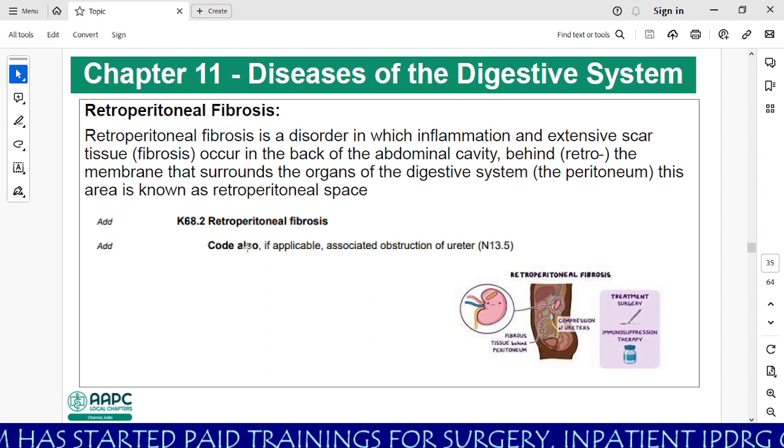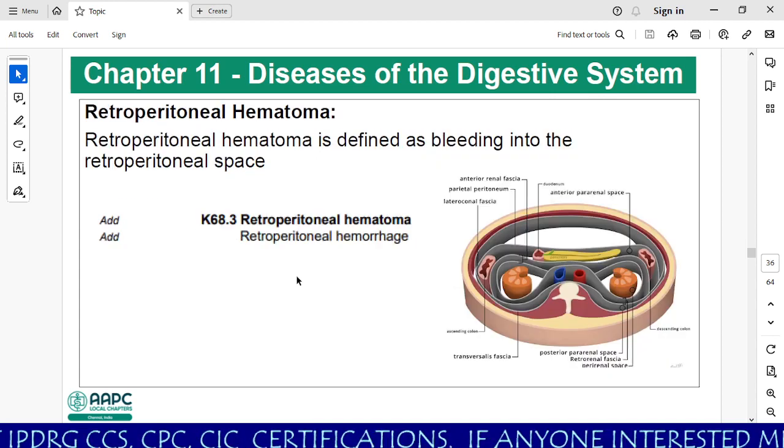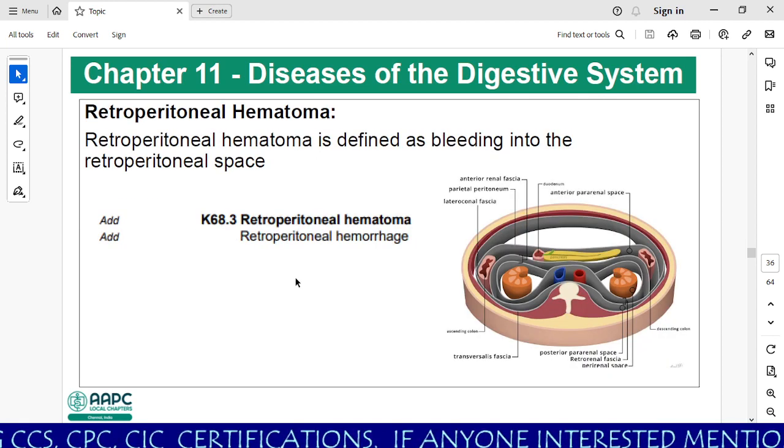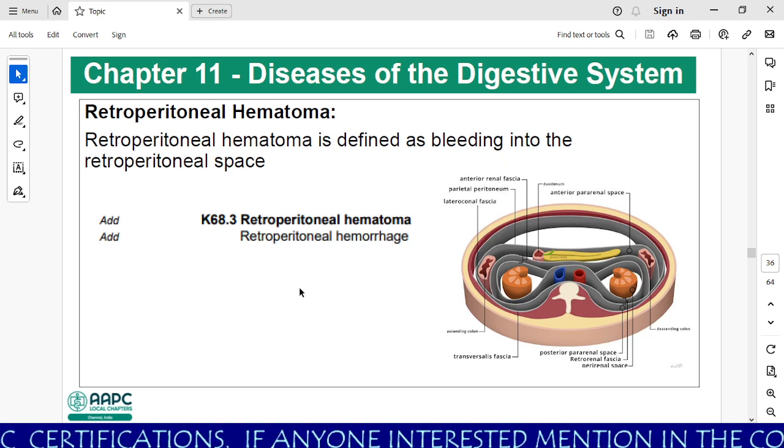So now K68.2 is a new MCC for inpatient coders. Next we have retroperitoneal hematoma. So retroperitoneal hematoma is defined as bleeding into the retroperitoneal space.